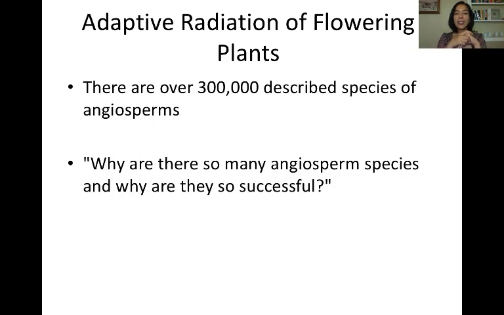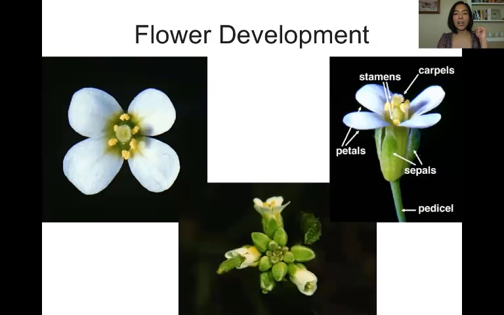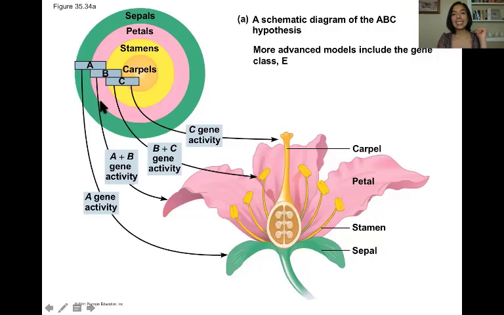But then why are they so successful? And why have they diversified so much? We need to understand the flower development for that. And this is Arabidopsis thaliana. This is one of the model systems in plants. And it has these 4 whorls, the sepals, petals, stamens, and carpels. And this is an idea of how flowers developed based on the turning on or off of some regulatory elements, some genes that function as regulatory elements.